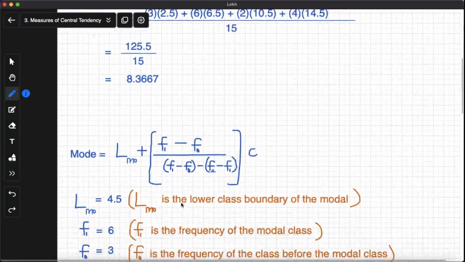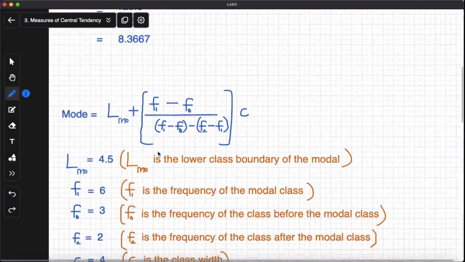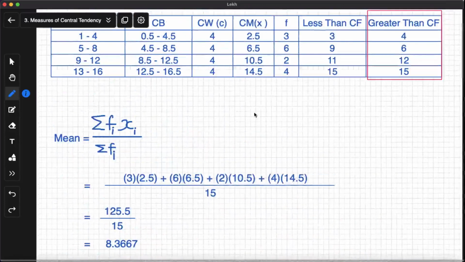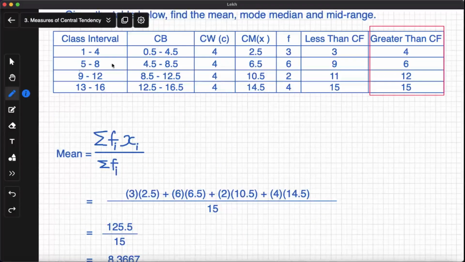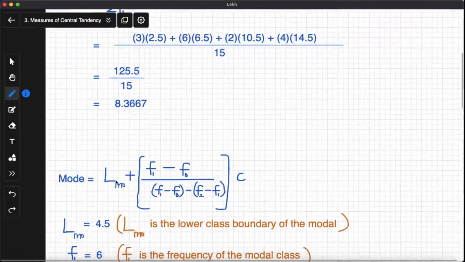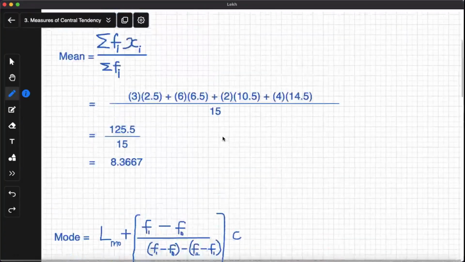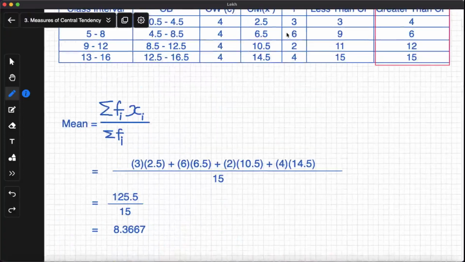So what about the mode? The mode, this time around, we want to know the frequency of the modal class. Check them. Which one has the highest number of occurrences? The highest is 6. So the modal class becomes the class of 5 to 8. And what's the lower class boundary of this class? It is 4.5. So the modal class is this class because it has the highest frequency, and the lower class boundary is 4.5. So that's the meaning of L subscript MO. That's 4.5. And what's the frequency of the modal class? It's 6. You can see that here. So we'll write 6 here.